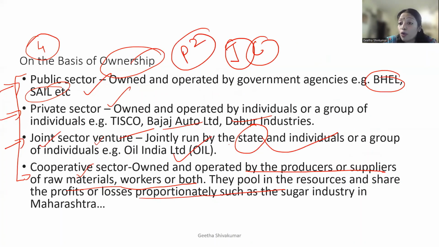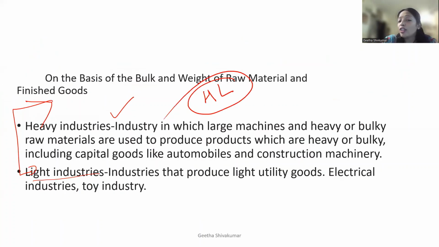Then on the basis of ownership, P square JC, one P stands for public sector, one P stands for private sector, J stands for joint venture, and C stands for cooperative. Then on the basis of bulk and weight of raw material, we categorize into heavy industry and light industry. Children, please do learn these 5 classifications, which are very important.